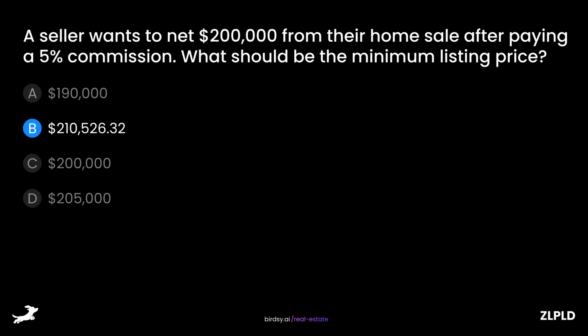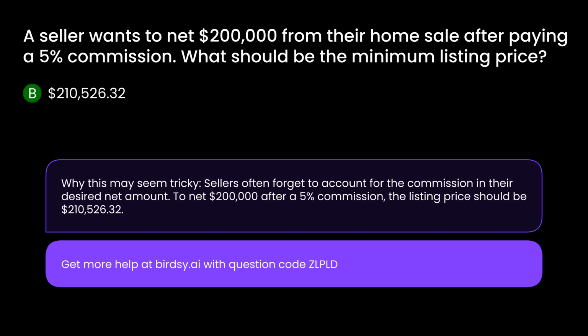$2.26, C. $200,000, or D. $205,000? The answer is B. $210,022. Why this may seem tricky: sellers often forget to account for the commission in their desired net amount. To net $200,000 after a 5% commission, the listing price should be $210,526.32.